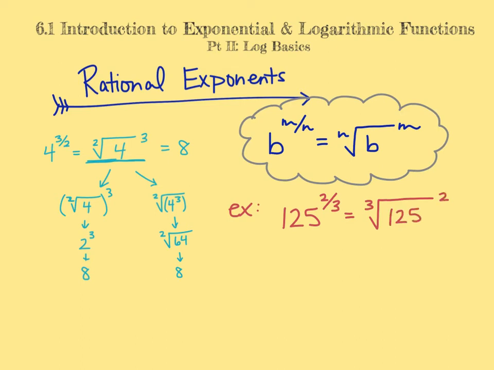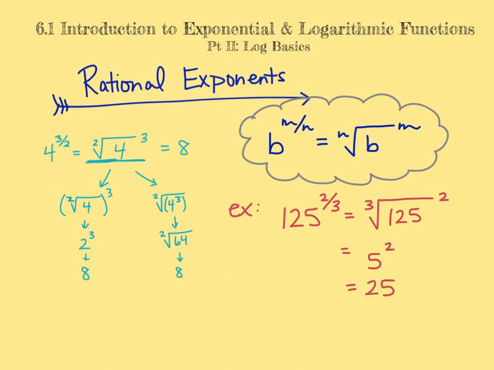So in order to evaluate this, we can either take the cube root of 125 first and then square it, or we can square 125 first and then take the cube root. I would rather take the cube root of 125 first because I know what that is. The cube root of 125 is 5, and then we still have to square it, so we get 25.